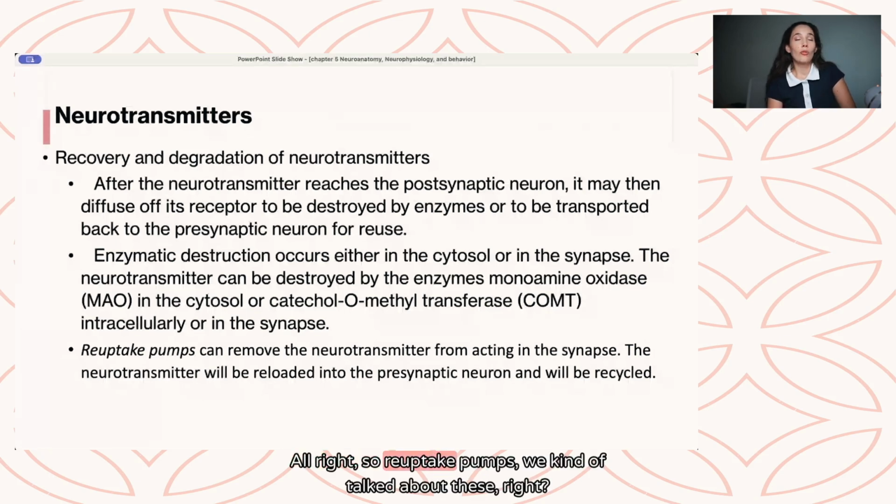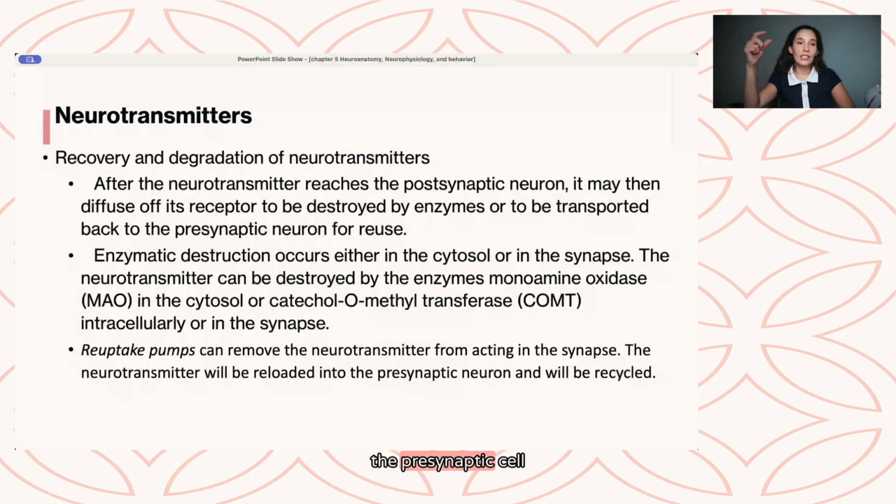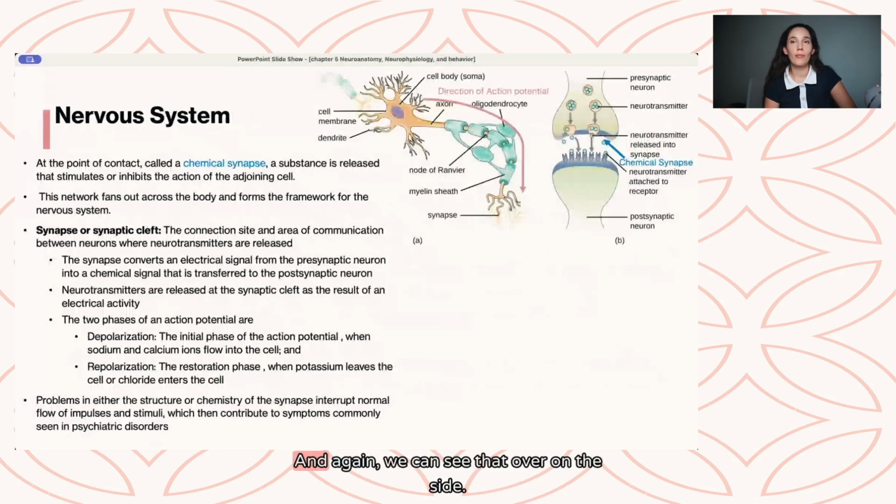All right. So reuptake pumps, we kind of talked about these, right? You have your presynaptic cell or neuron, your postsynaptic neuron, it's released that neurotransmitter in it, and then the reuptake pump is what is on the presynaptic cell that pulls those neurotransmitters back up into the cell in order to be recycled. And again, we can see that over on the side.